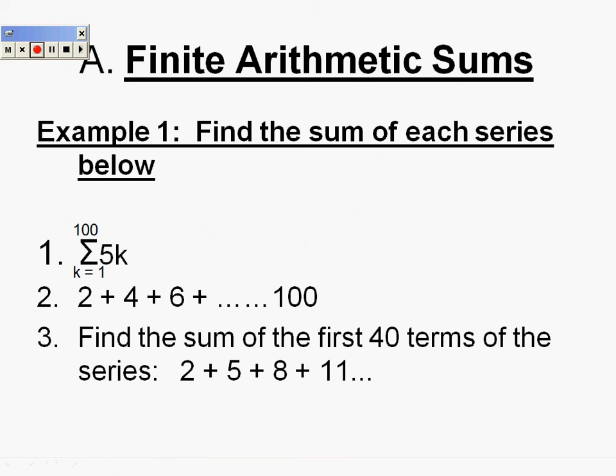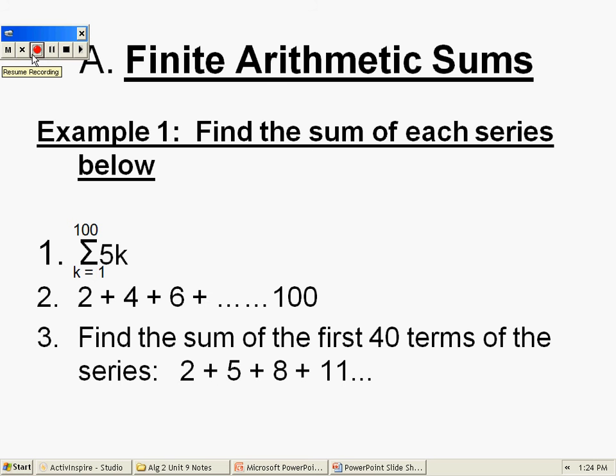We're going to do 3 different problems. They all look kind of different. They get gradually more difficult, so number 3 is the hardest one. We're going to take them one at a time. So go ahead and write down your directions and number 1, and we'll see what we can do.